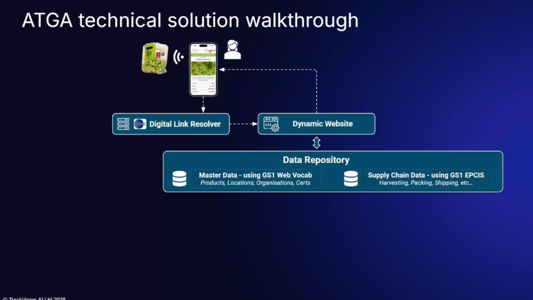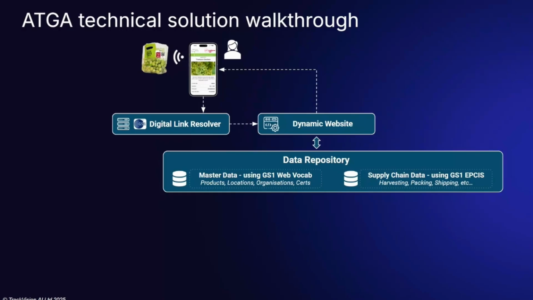And our data repository follows GS1 standards to the letter, and we've got two parts. One is master data, so classes of product, locations, organizations, and certifications. They're all stored in there, and we follow the GS1 web vocabulary standard for that. On the other half, we need supply chain data. So everything we've been talking about so far, harvesting, shipping, receiving, packing, and all that kind of stuff, that's all stored as GS1 events in our GS1 EPCIS repository.